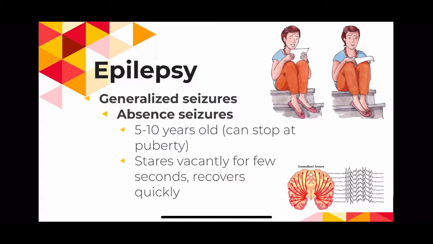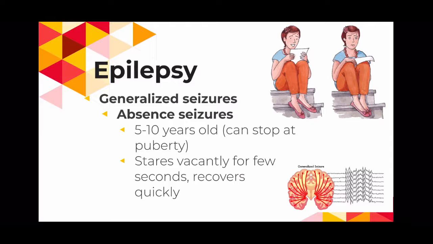The other classification is called generalized seizures, and that means that a larger majority of the brain has abnormal firing of neurons instead of just a select area. And there are 3 types of seizures that fall under this generalized seizure classification. The first is called absence seizures.